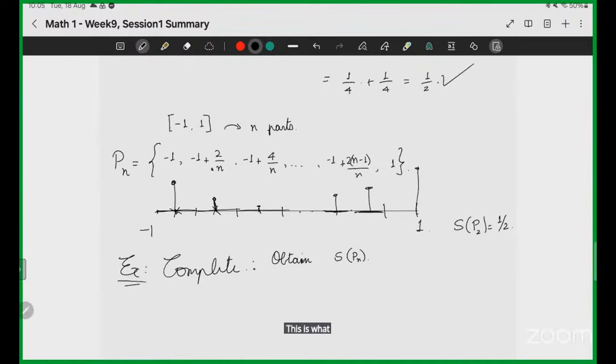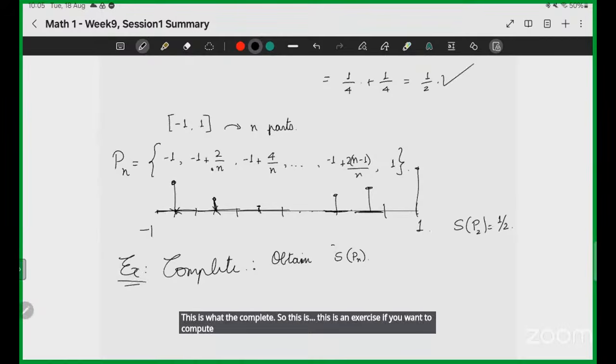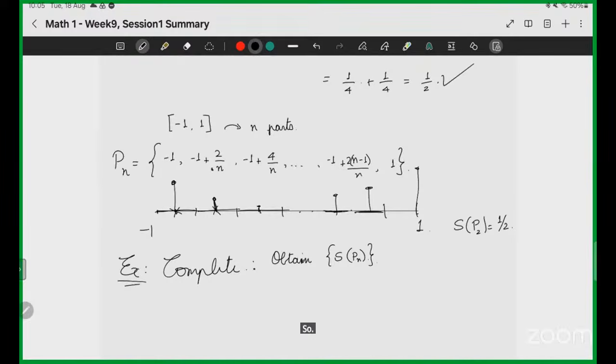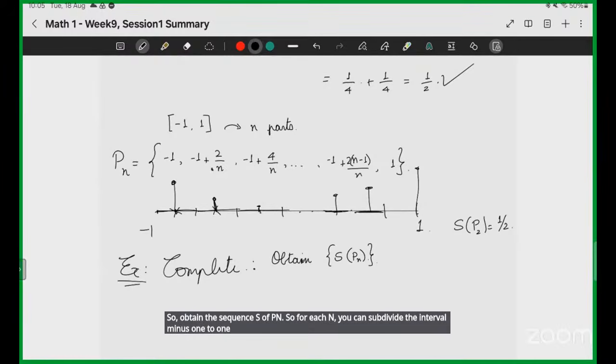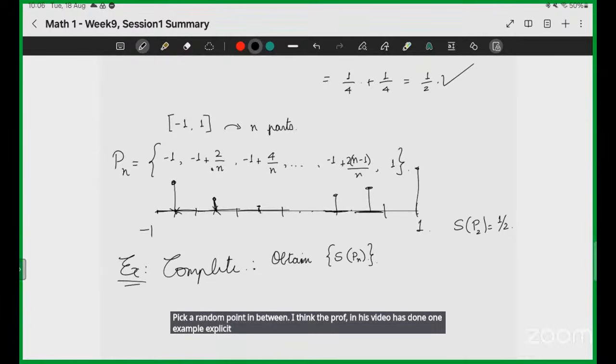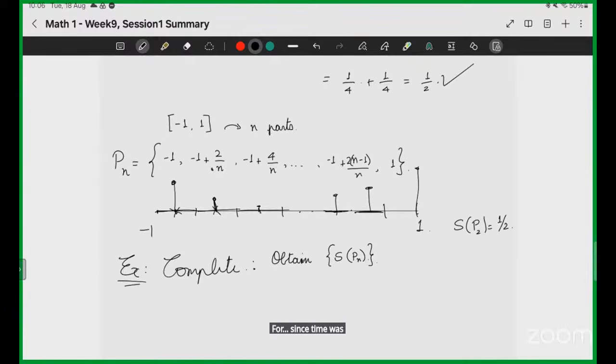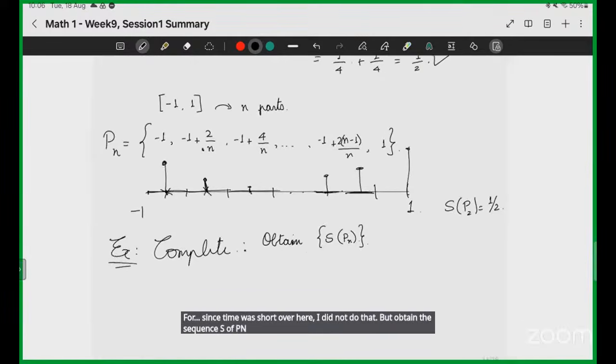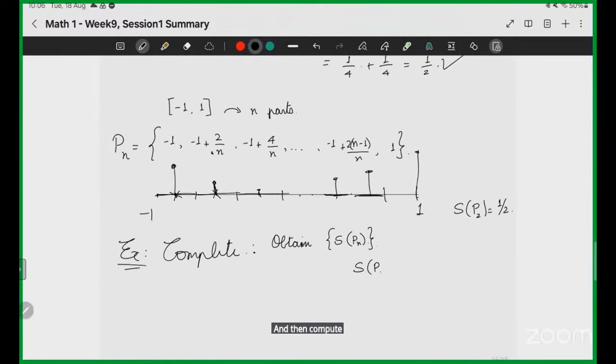So this is an exercise if you want to compute. Obtain this sequence S of Pn. For each n, you can subdivide the interval -1 to 1 into n parts and pick a random point in between. I think the prof in his video has done one example explicitly to the end. Since time was short over here, I did not do that. But obtain the sequence S of Pn and then compute the limit.